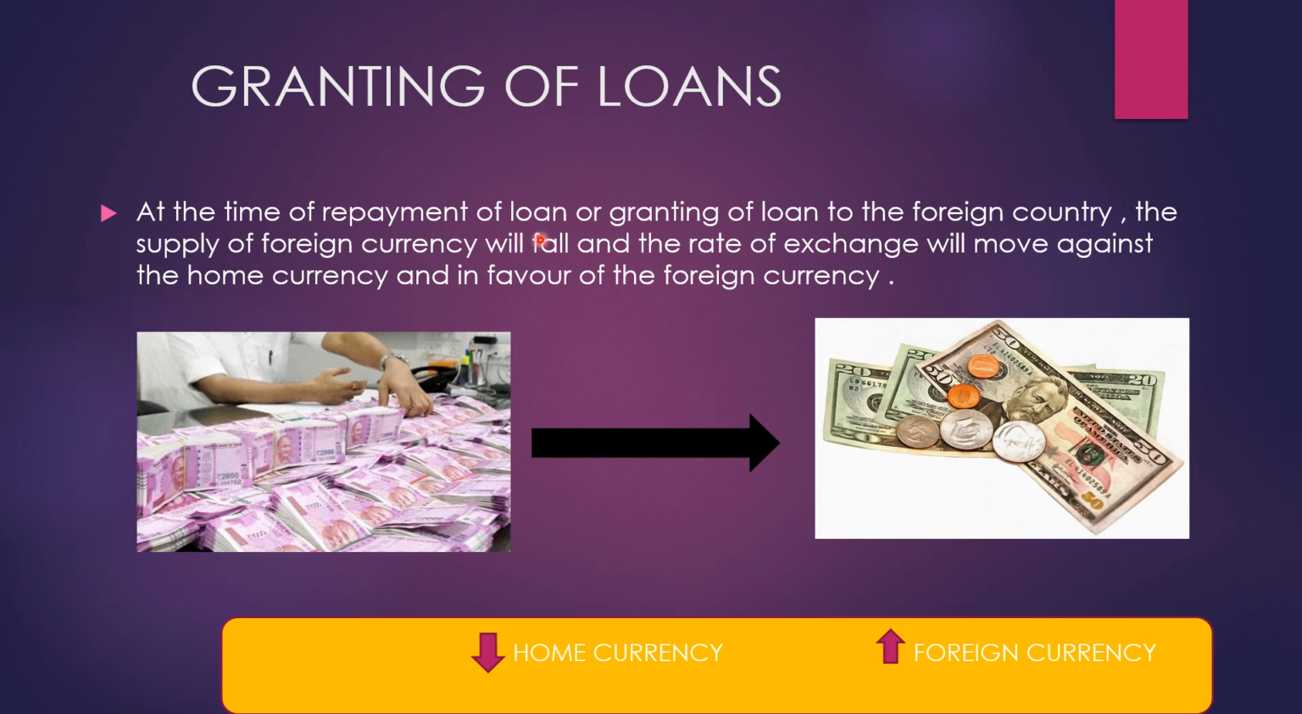At the time of repayment of a loan, when you are paying it back, or when you are granting a loan to any other foreign country, to any other underdeveloped country, then the supply of foreign currency will fall and the rate of exchange will move against your home currency and in favor of foreign currency. So this is just the opposite of the previous slide. When you are granting loans to some other underdeveloped country or you are repaying the loan, then the rate of exchange will not be favorable to the home currency and it will be favorable for the foreign currency.